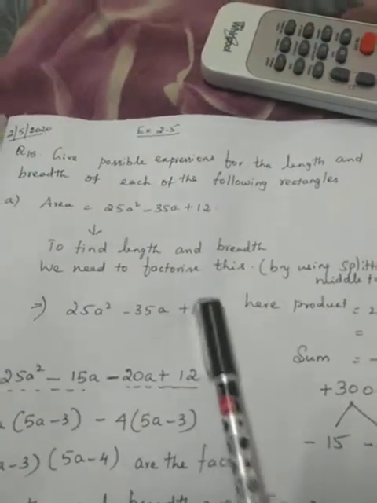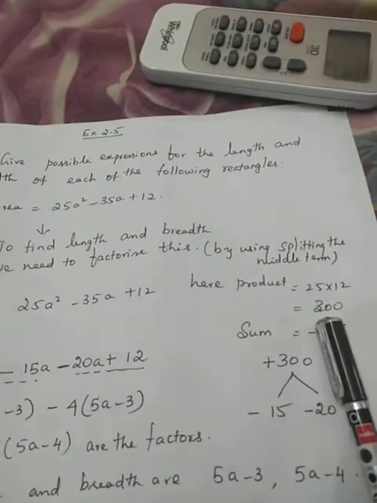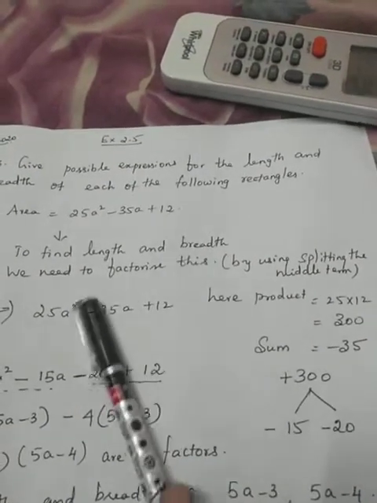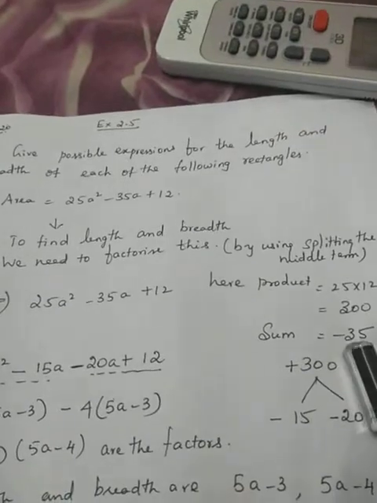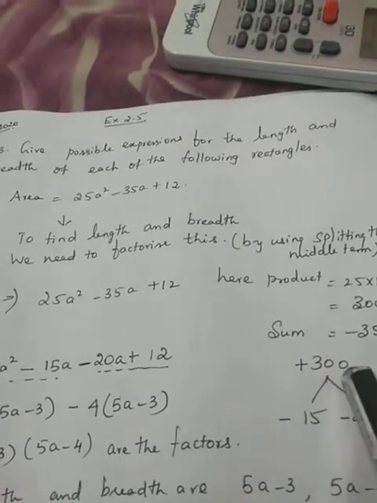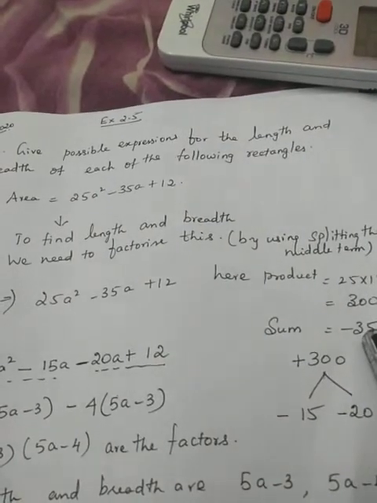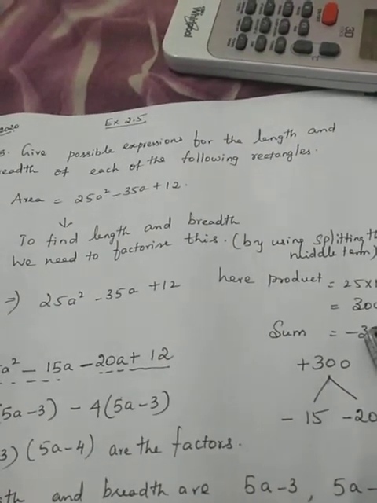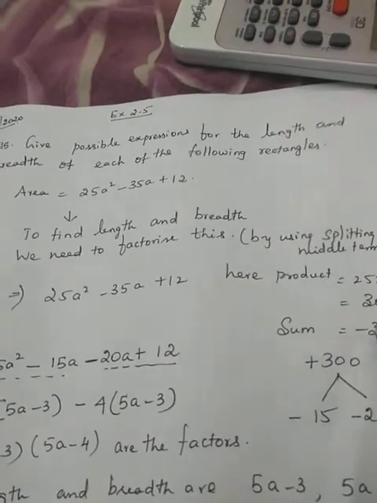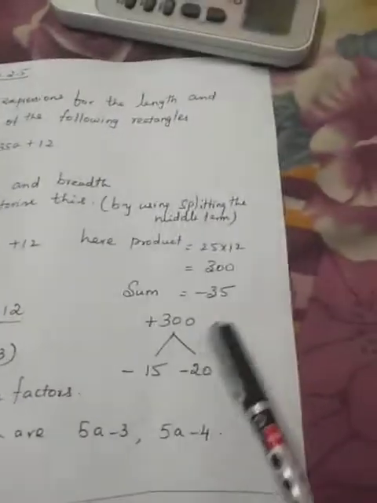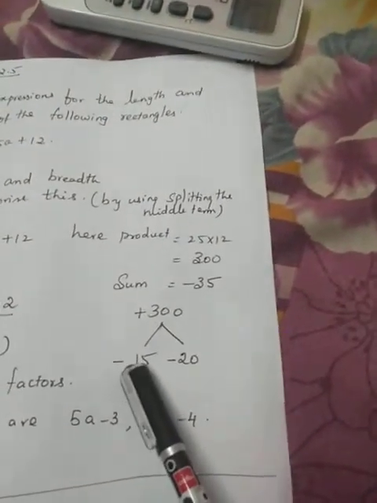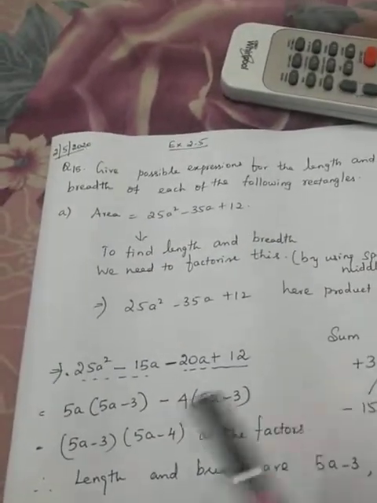Here the product is 25 into 12, which is 300, and the sum is minus 35. So when you take two numbers and multiply, it has to give us 300, and when you add those two numbers, you have to get minus 35. So I am taking minus 15 and minus 20. We learned how to factorize this last year itself.